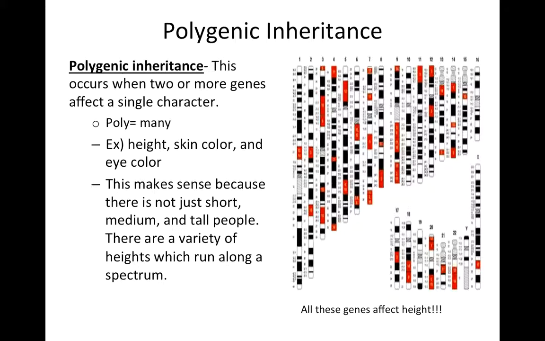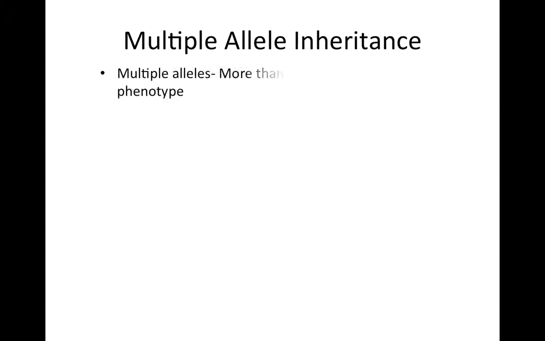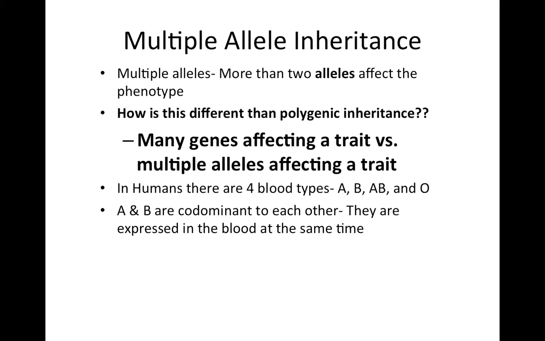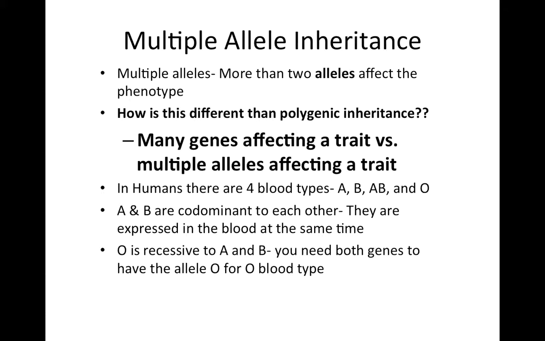So that's polygenic inheritance. We also have multiple allele inheritance. So rather than many genes affecting inheritance, we have more than two alleles that affect the phenotype. So we've talked about dominant and recessive alleles. In some cases, we have multiple alleles that affect a trait, so more than just two alleles. So for example, there are 4 blood types in humans: A, B, AB, and O. A and B are codominant, and they're expressed in blood at the same time. O, though, is recessive to A and B, and you need both genes to have the allele O for the O blood type. So in order to express O blood type, you have to have both recessive O alleles.